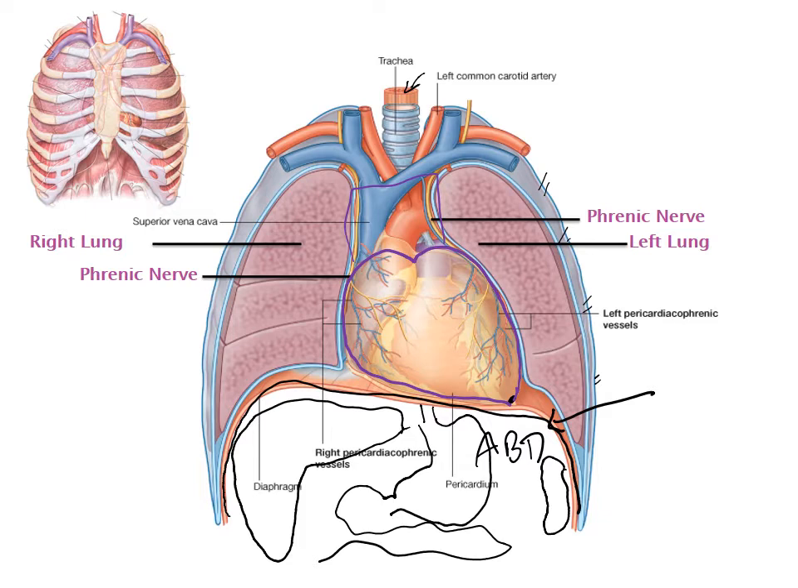And then to the left and right of the heart are the pleural cavities. So here we have a pleural cavity on the right. And this pleural cavity is covered in what's called pleura, which is this light blue that we see here, and that's your pleura, and that contains your lungs. So we have a right lung on the right, and we have a left lung on the left.